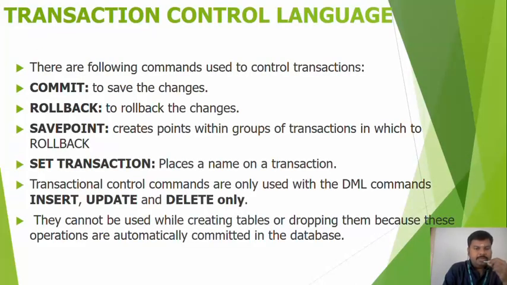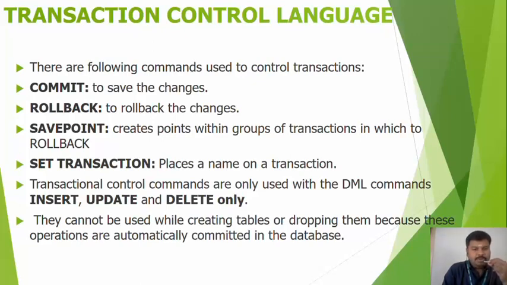There are the following commands used to control transactions. When we are using a transaction control language, we will be knowing about these commands: commit, rollback, save point, and set transaction. These commands are only used with the DML commands. You already know the DML commands: insert, update, and delete. While you are using these DML commands, you will be going for a transaction. In the transaction, you will be using commit, rollback, and save point.